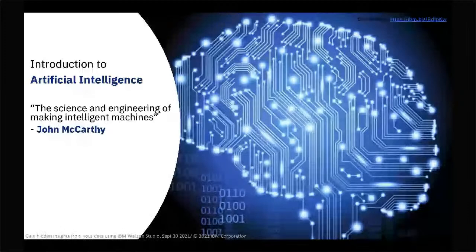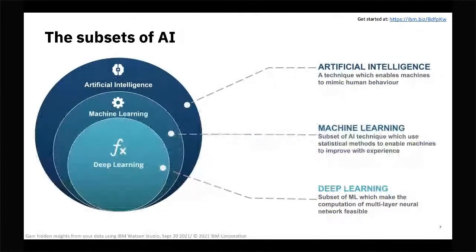Now, for the subsets of AI, starting from artificial intelligence, AI is basically a technique which enables machines to mimic human behavior. Basically, it's a broader concept of machines being able to carry out tasks that you would normally call smart. So, for example, a program with the ability to learn and reason like humans and solve tasks. But with this, we don't have any idea of how we will solve these issues. And this is where machine learning comes in.